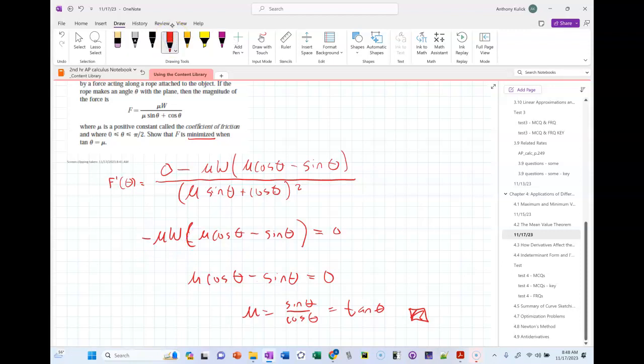There is a little loose end here, though, which is all I know is that the derivative is 0 when mu is tan theta. How do I know it's a minimum as opposed to a maximum, right? Or nothing at all, right? The graph could do something like that where you have a derivative of 0, but it's not actually a minimum or a maximum. So there is still one more little loose end here.